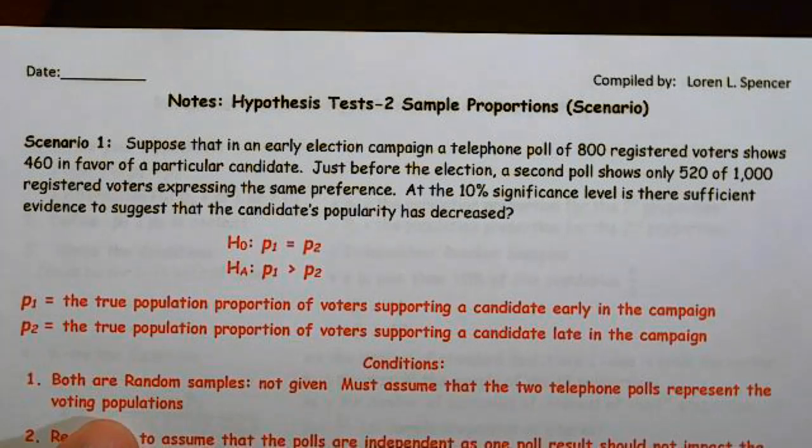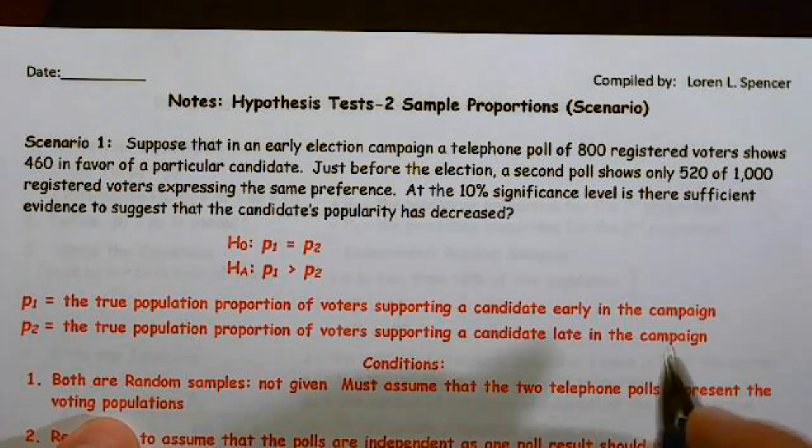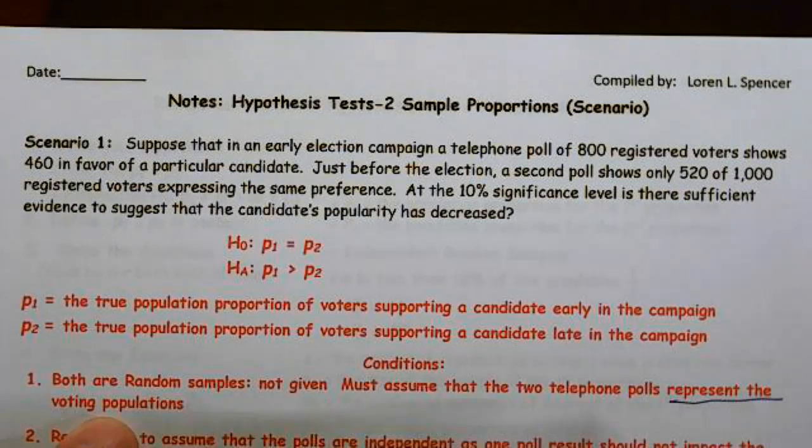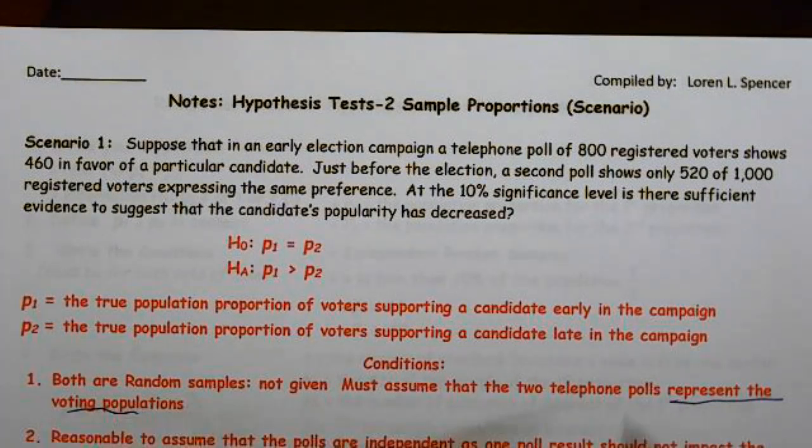Conditions: both are random samples, okay? They did not tell us that, so I'm going to have to assume that the two telephone polls represent the voting populations. Remember, the reason we do random samples is to make sure that they represent the population. This was not expressly given, so I must assume that's the case, since it wasn't addressed specifically.